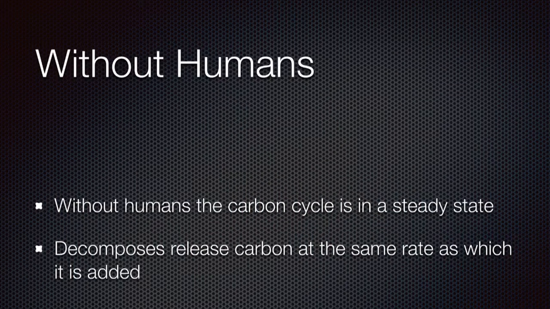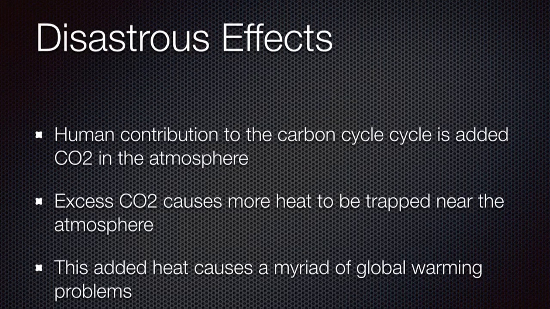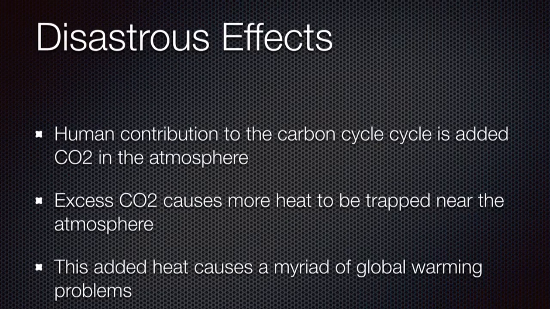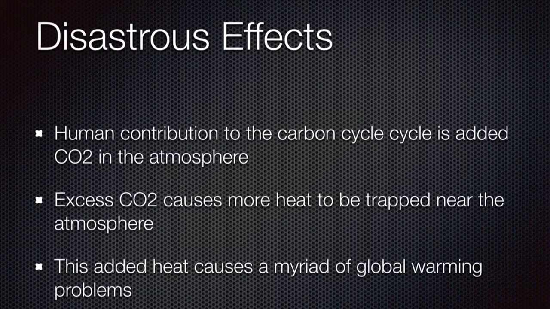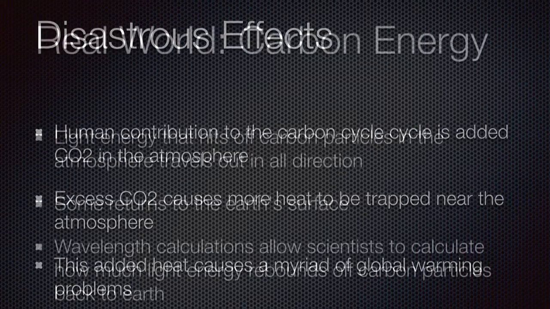Without humans, the carbon cycle is a steady state. Decomposers release carbon at the same rate at which it is added. Human contribution to the carbon cycle is added CO2 in the atmosphere. Excess CO2 causes more heat to be trapped near the atmosphere. The added heat causes a myriad of global warming problems.